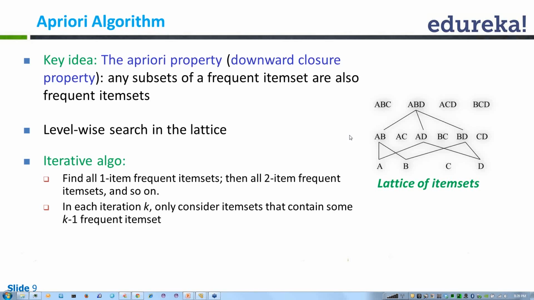So one simple mechanism is to go in a level-wise manner, bottom up. First, I find all the item sets from the first level. Then I go to the second level and compute them, and then third level, then fourth level, and so on. That's a reasonable strategy, right? And the Apriori algorithm essentially follows that level-wise search in the lattice. Is it clear so far?